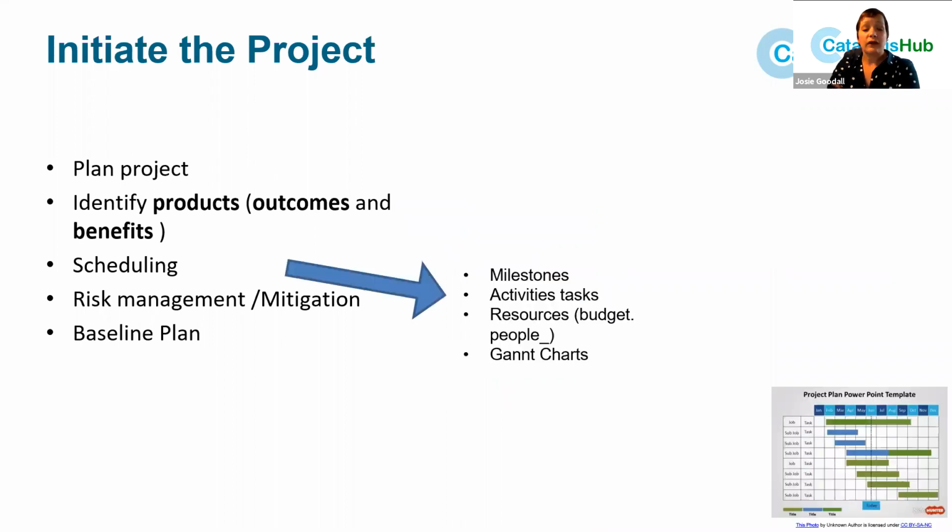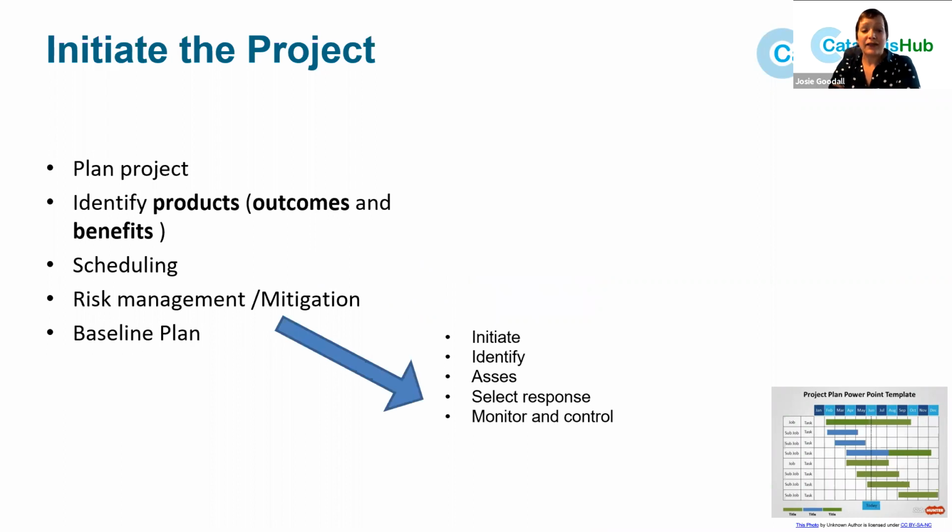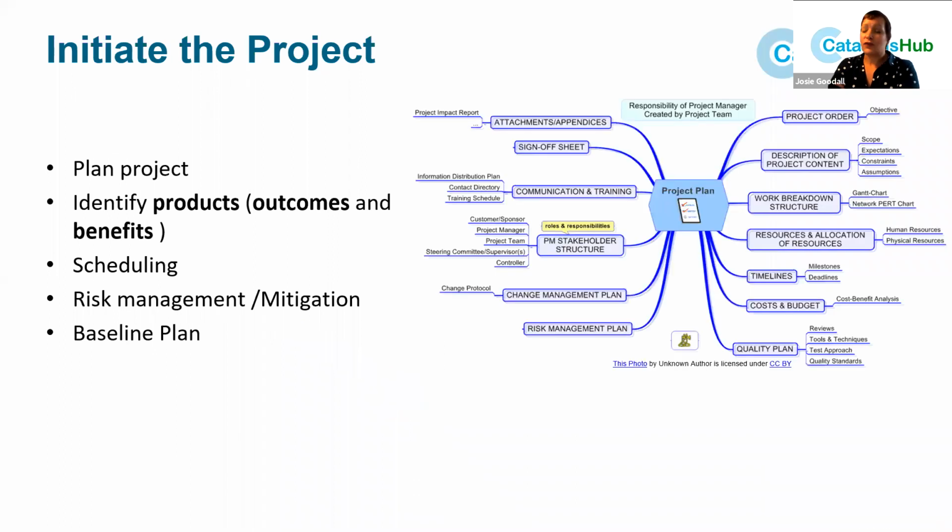You need to schedule your project. You need to have milestones, activities, tasks. Most people have some sort of scheduling chart, a Gantt chart with your milestones on it. You need to have some sort of risk mitigation plan, so you need to identify your risks and decide how you're going to deal with them. And once you've got all this, you should have some sort of baseline plan.